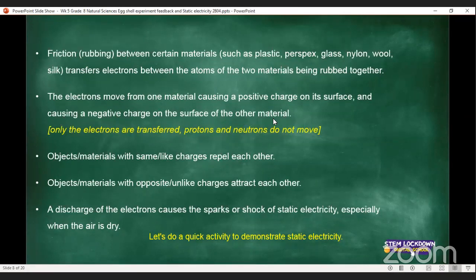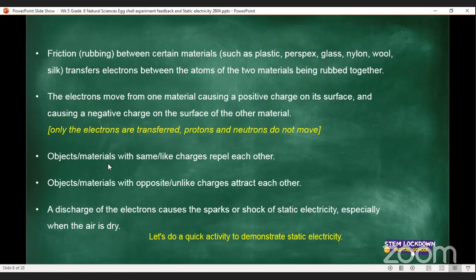I will put it up for you as I explain what I'm talking about, and it will put things into perspective for you. The electrons move from one material, causing a positive charge on its surface, and it causes a negative charge on another surface. I'm going to re-explain everything to you later on. Only electrons are transferred, and the protons and the neutrons do not move, because they are in the nucleus in the center of the atom.